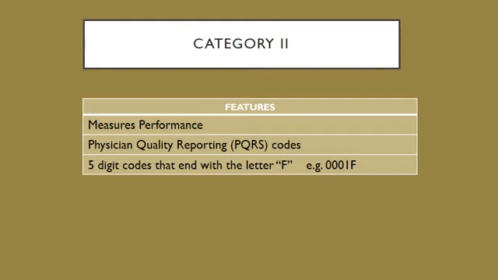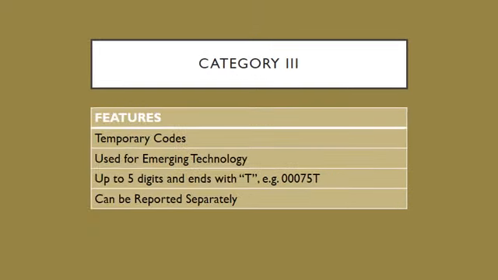And the way you can recognize a Category 2 code is it's a 5-digit code that ends with the letter F. And there's an example there, 0001F. And those are your Category 2 codes. Category 3 codes, these are temporary codes, and these are used for emerging technology. These are up to 5 digits, end with a T. Example is 00075T. Okay, that's not 5 digits, that's 6 digits, and these can be reported separately. Okay, so the main thing that you need to know is that it ends with a T.